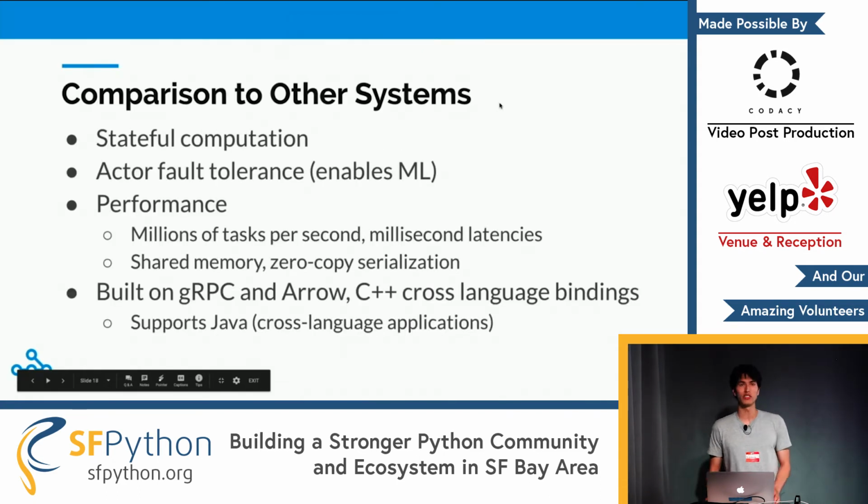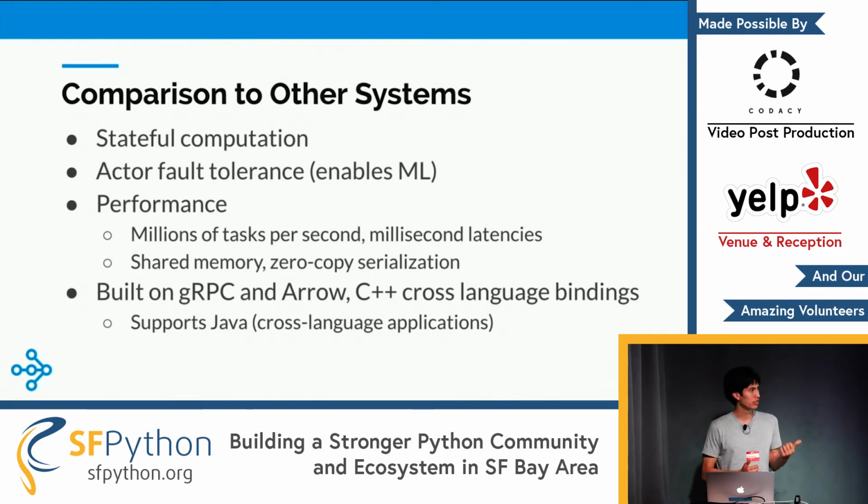Right, so I want to say a bit about other systems. So I mentioned Dask, PySpark, IPython Parallel, Celery. I think the thing that really differentiates Ray is stateful computation, so actors and actor fault tolerance. In this way, Ray is more like Erlang than it is like these other systems. But we find that for a lot of machine learning applications, we really need the ability to encapsulate mutable state, whether that's the state of weights of a neural network or the state of some simulator if you're doing reinforcement learning. The other thing we are really focusing on is performance.